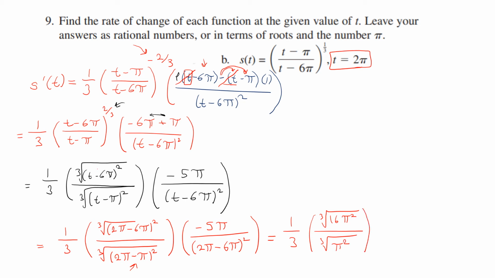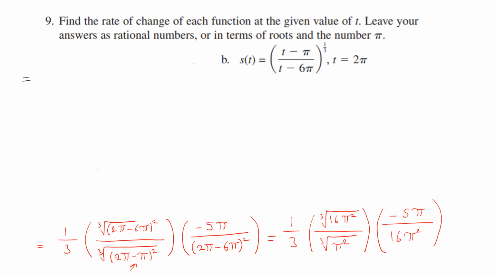Done with here. For negative 5 pi, I'm just going to write it as it is. We don't need to simplify anything. And here, 2 pi minus 6 pi is the same thing as we did for the bottom, which is going to give me negative 4 pi. And squaring that would give me 16 pi squared. So I'm going to continue up here.